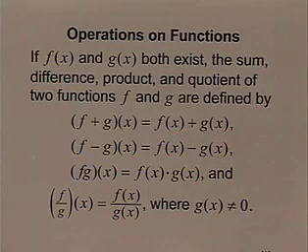If f of x and g of x both exist, the sum, difference, product, and quotient of two functions, f and g, are defined by f plus g of x equals f of x plus g of x, f minus g of x equals f of x minus g of x, f times g of x equals f of x times g of x, and f divided by g of x equals f of x divided by g of x, where g of x does not equal 0.